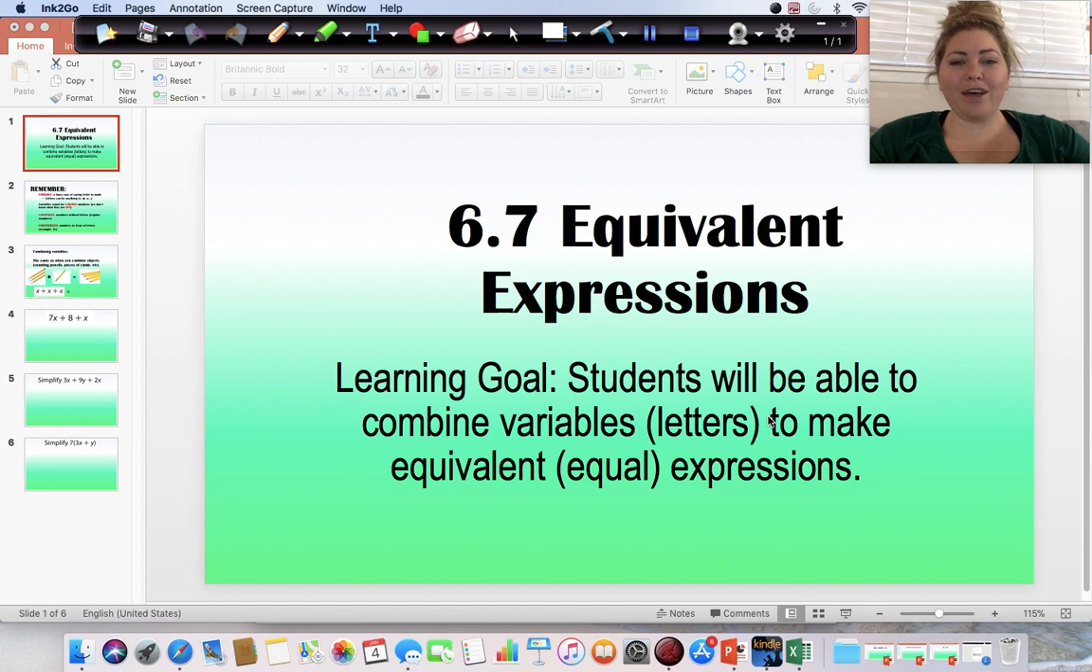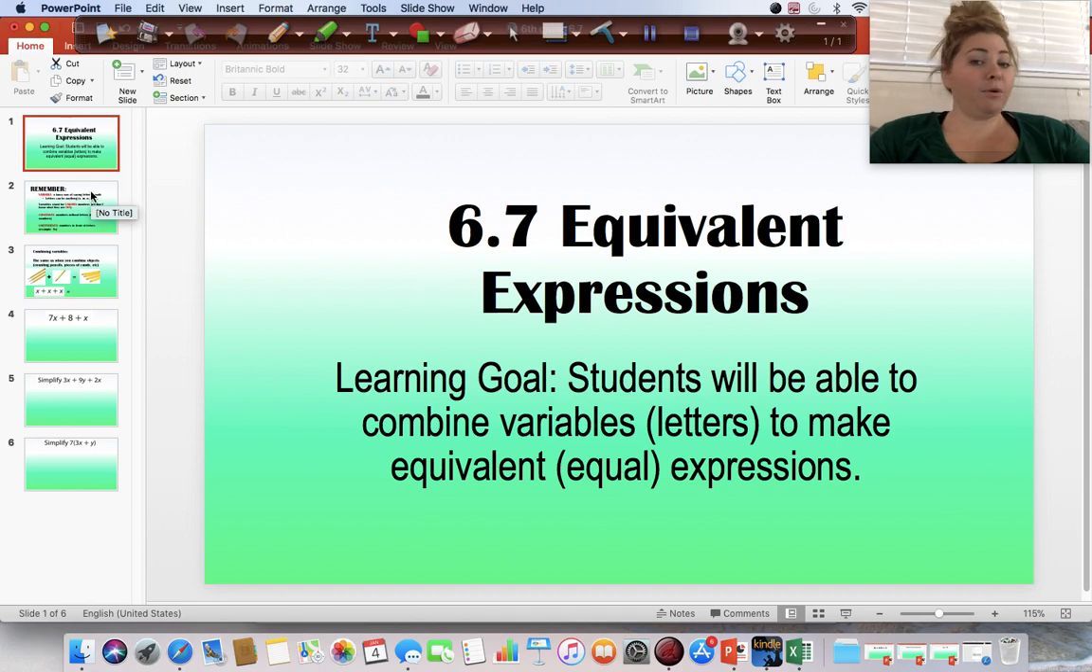All right, so let's go ahead and get started. Today we are doing Chapter 6, Lesson 7, Equivalent Expressions. Our learning goal is that students will be able to combine variables, those are letters, to make equivalent or equal expressions. Remember to pause this video at any time that you need to write things down, and you must write everything that is typed or written in this video.